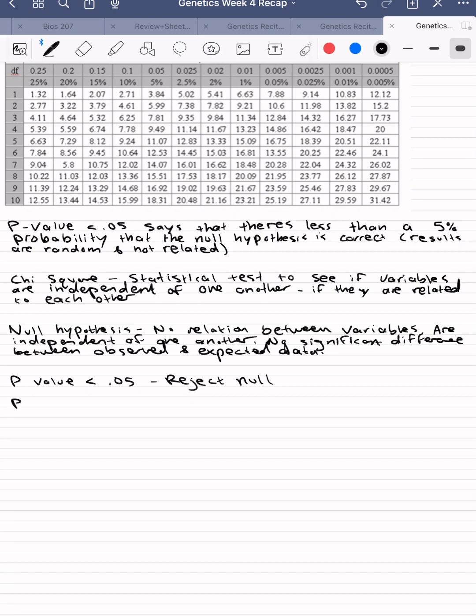If the p-value is greater than 0.05, then you want to accept the null and say that the variables are independent of one another, and that there is no relation between them.